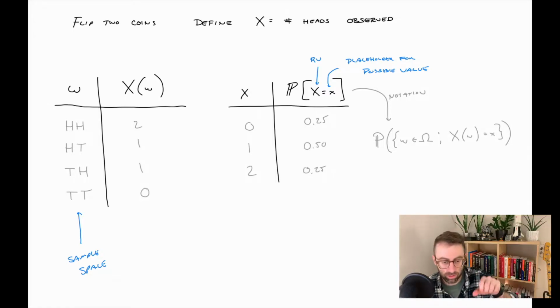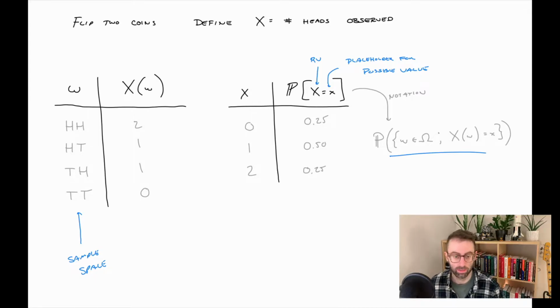What this notation really means is the probability that we observe an outcome in the sample space such that the random variable applied to that outcome outputs the value that we're talking about. That's just obnoxious to talk about all the time. So the probability that big X equals little x is the notation we use to mean that. But keep in mind that this is what it actually means.